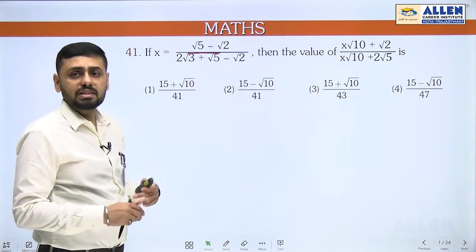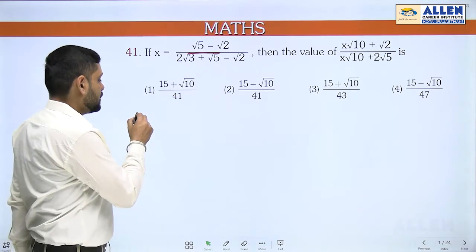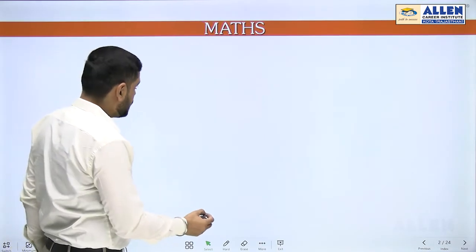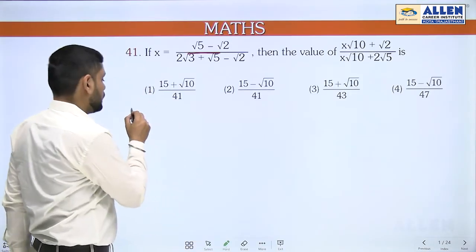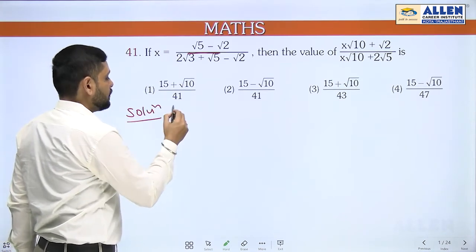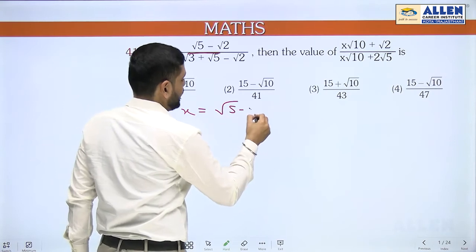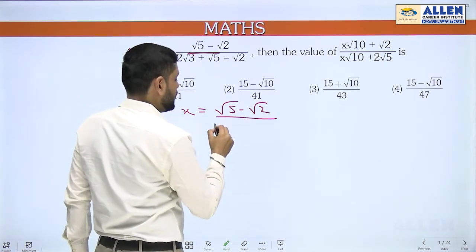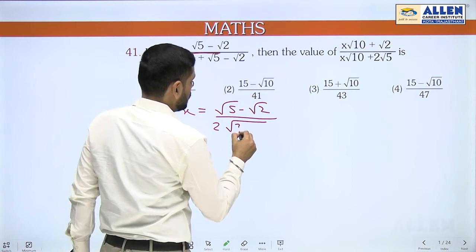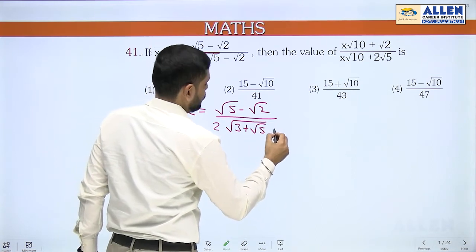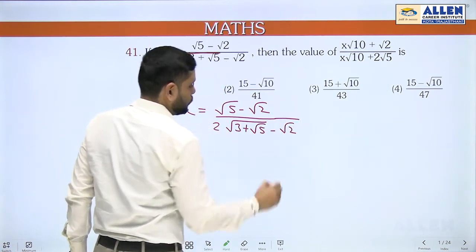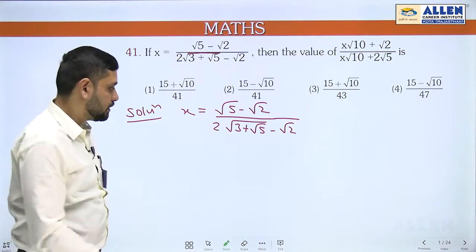Now first we will simplify this x part. So we will start the solution here with x. X is given as (√5 − √2) divided by 2 into (√3 + √5 − √2). This is the value of x given.